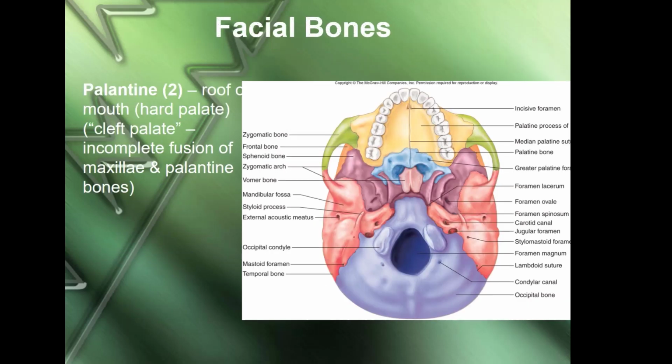Palatine bone, there are 2. They form the roof of the mouth, that is the hard palate. Sometimes in this hard palate we have a cleft, so we call it cleft palate, an incomplete fusion of the maxilla and palatine bones. And this is a pathological condition.